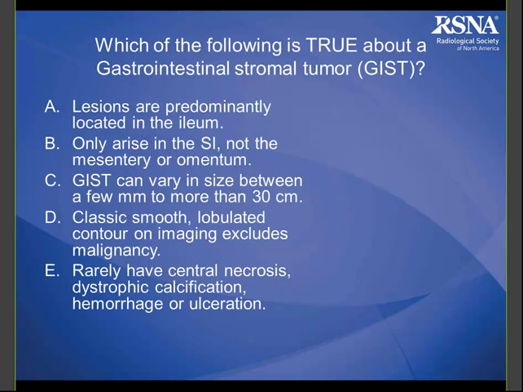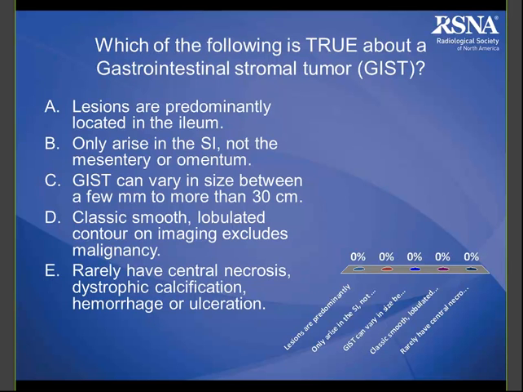So which of the following is true about a gastrointestinal stromal tumor? Moving on to the GIST. Lesions are predominantly located in the ileum. Only arise in the small intestine, not the mesentery or omentum. And we're just looking for the true answer.